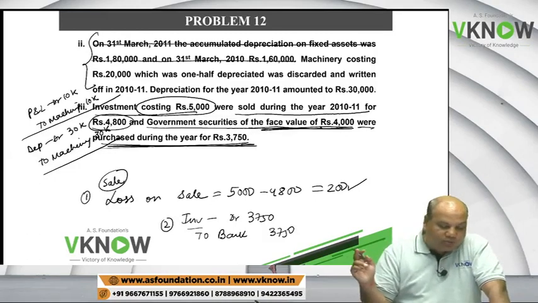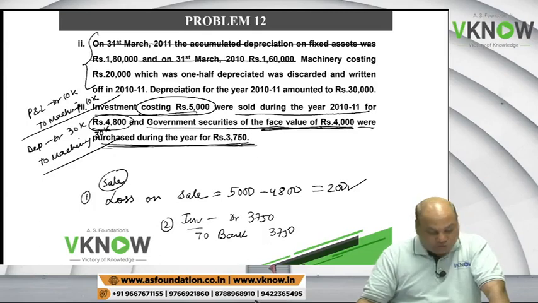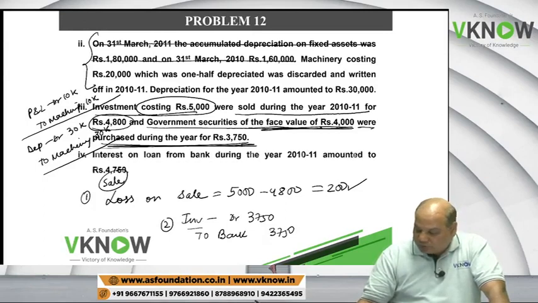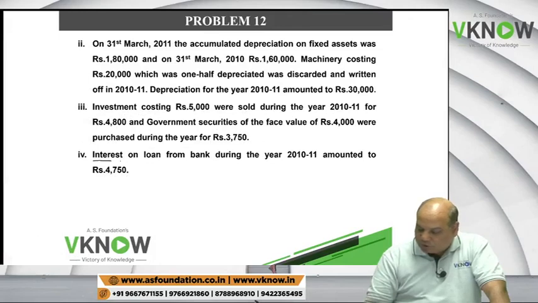So two entries we have to pass here, one for sale, one for purchase in investment. So please tick mark investment account. In question number 12, asset side, tick mark fixed asset account also. Okay. Very easy question. I should have given this as homework. But you are a good student, so we'll take it in classroom.